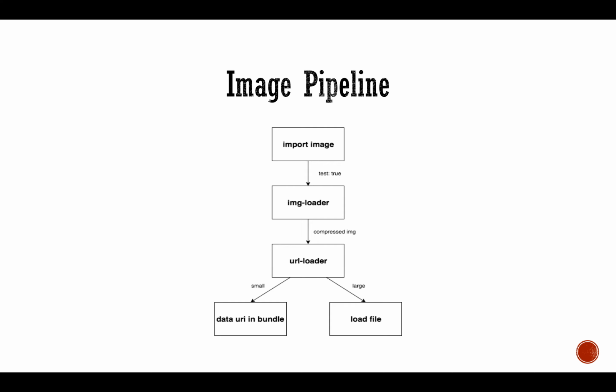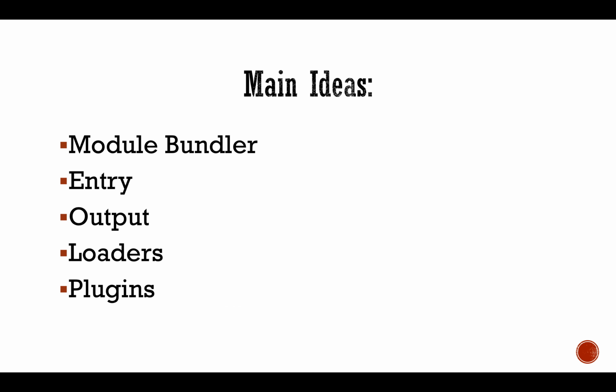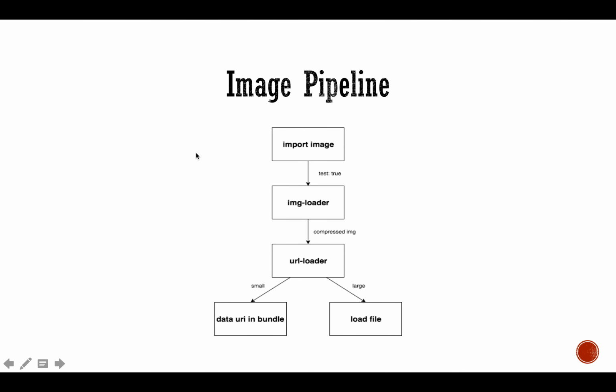So what we're going to use is two different loaders. Something called image-webpack-loader, not img-loader, it's going to be image-webpack-loader, and URL loader. So how it's going to work is we import our image and test to see if it is an image. In this case, is it a JPEG? If so, we pass it to image-webpack-loader, and that's going to compress the image for us.